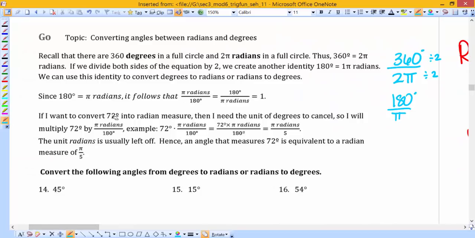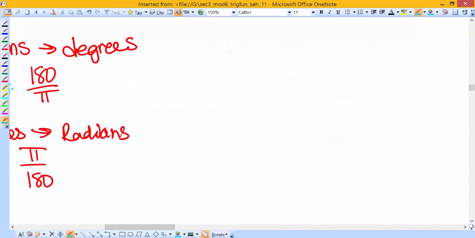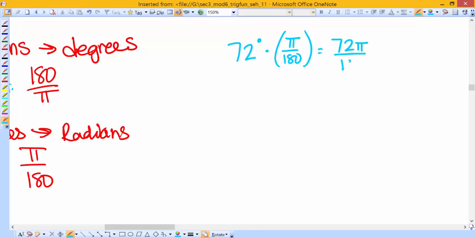So here, in this example, they want to convert 72 degrees. So you have to take 72 and multiply it by pi over 180. So let's work out their example so maybe it's a little bit easier to understand. So 72 degrees times pi over 180. I want radians, so pi needs to be in my numerator. So this becomes 72 pi over 180. And now it's a matter of simplifying.